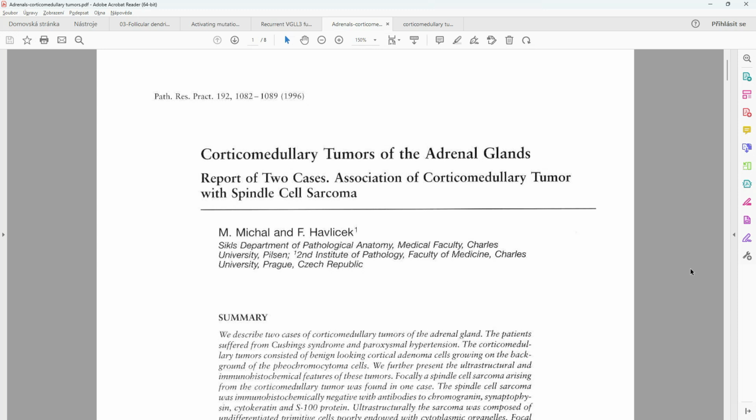So the question: does one component cause the growth of the other one? Are they independent? Are they interconnected somehow? And very unique is that the sarcoma component inside was never described in this tumor any time in the past.